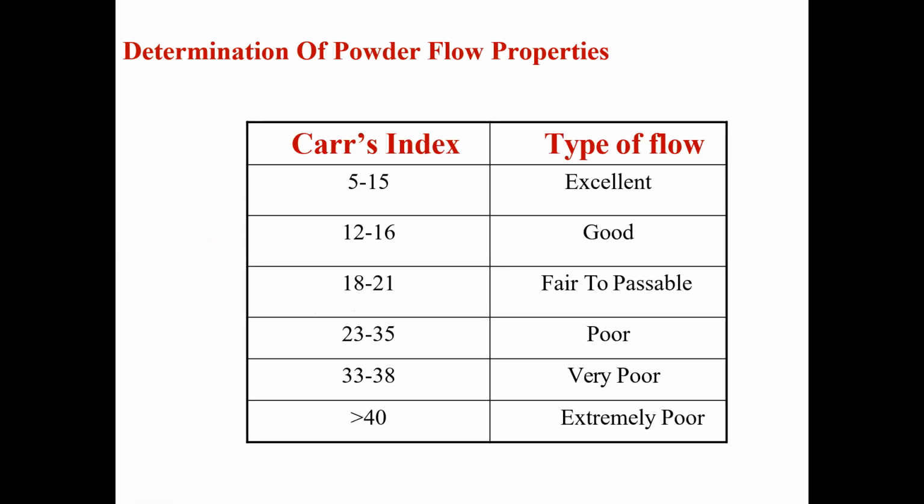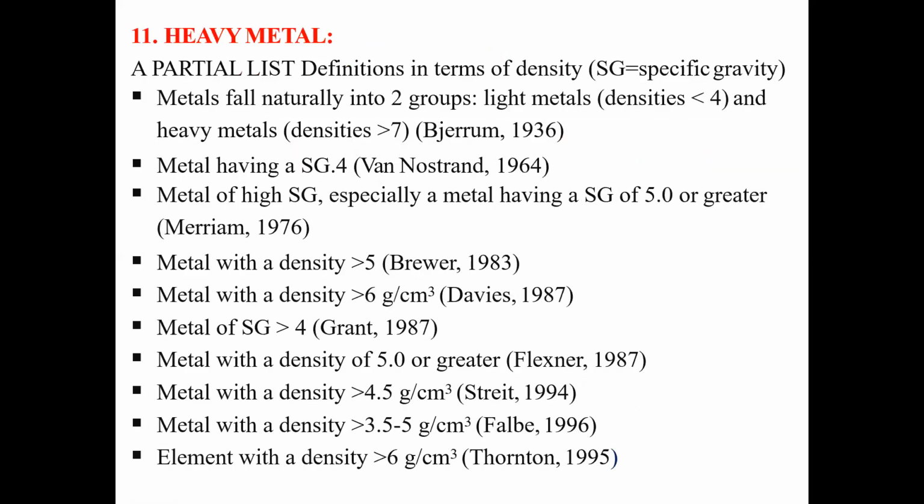So what is this Carr's index? That means how to determine the powder flow properties. 5 to 15 is an excellent type of flow, 12 to 16 is good, 18 to 21 is passable, 23 to 35 is poor, 33 to 38 is very poor, and more than 40 is very very poor. Those are the things for the flow properties and density.